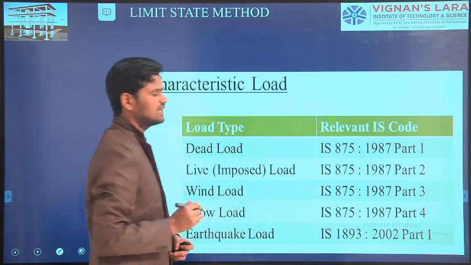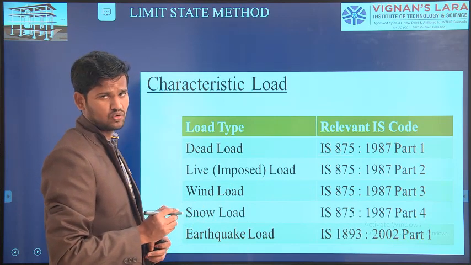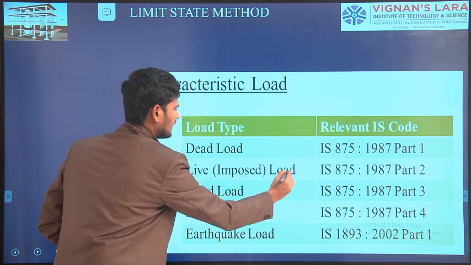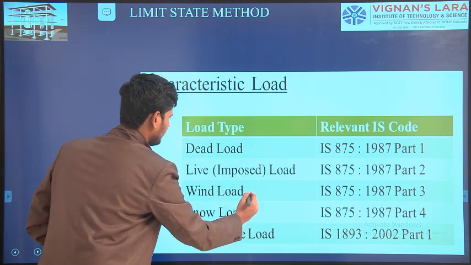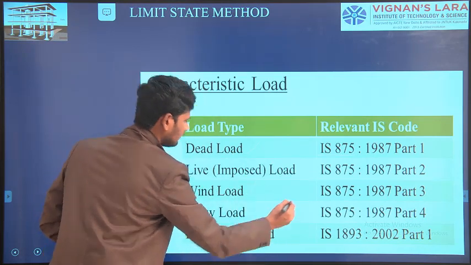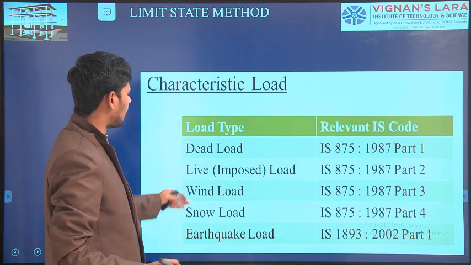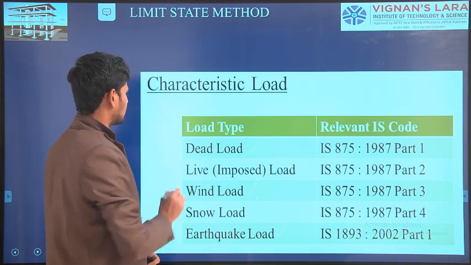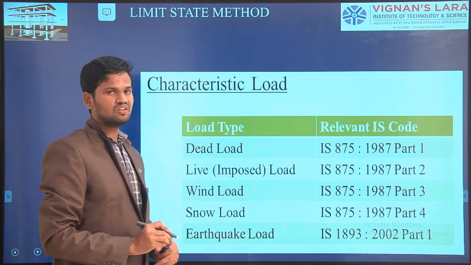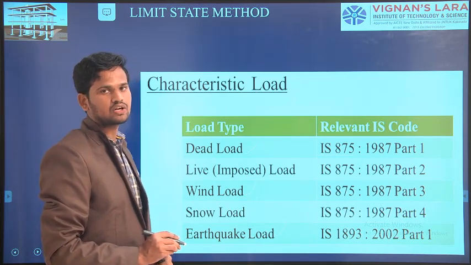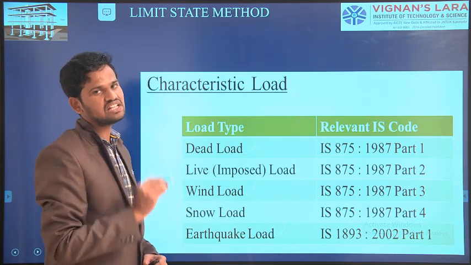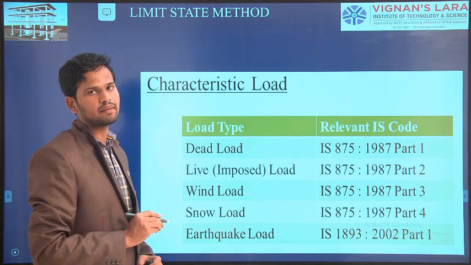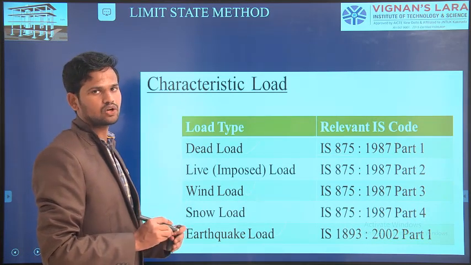If you see here, we have different types of loadings, which we have already discussed. The loads are dead load, live load or imposed load, wind load, snow load and earthquake load. Already all these types of loading conditions we discussed in our previous lecture. Dead load is the permanent load which is attached to the structure itself, or the self weight of the different types of members, it will be called a dead load.